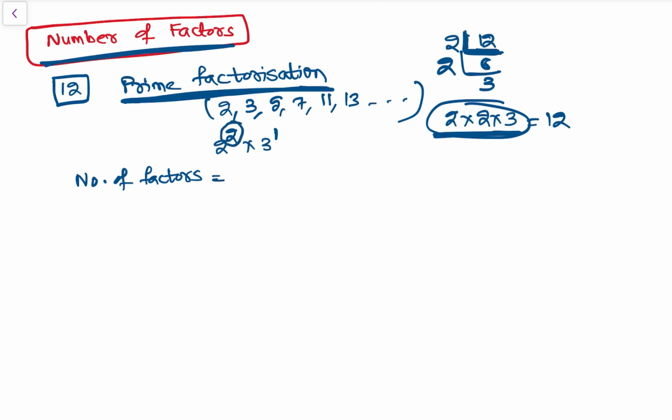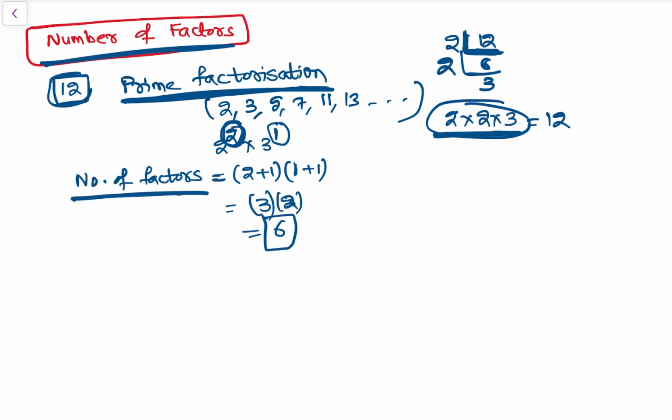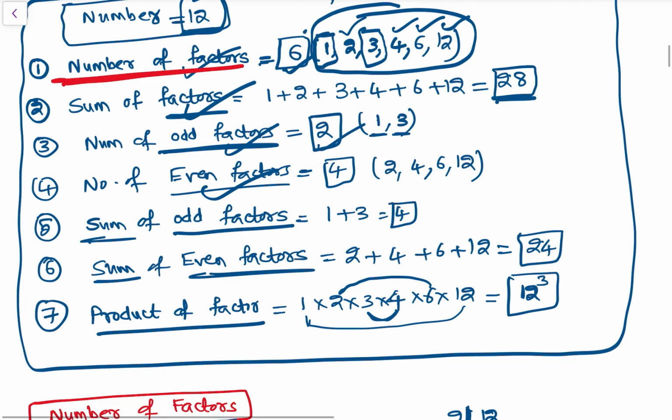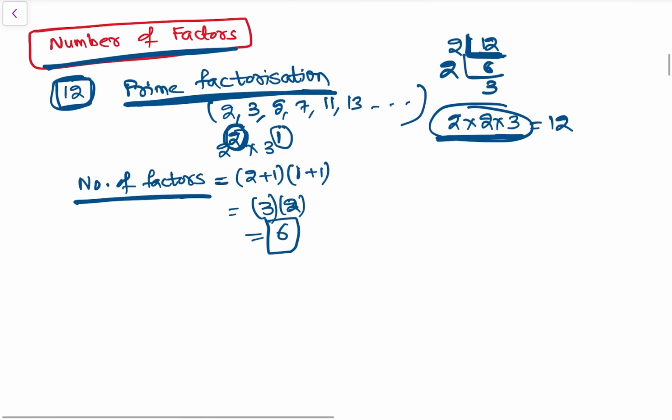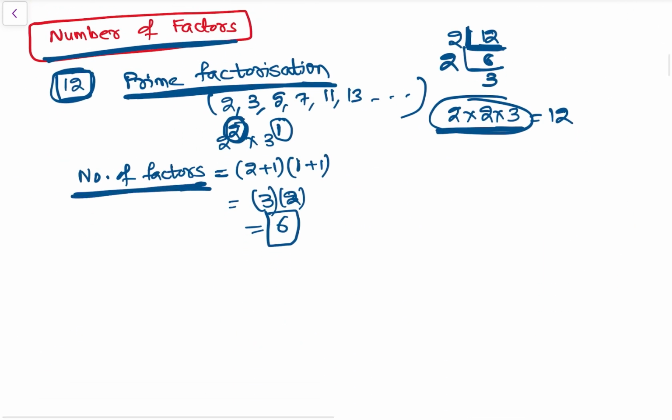The power is 2 to the power 2, that is 2 plus 1, into 1 plus 1, since 3 to the power 1 has power 1. So in these powers you will add 1 and you will multiply. So that is 3 into 2, that is 6. So there are 6 factors. Number of factors is 6. So for 12 we have seen the number of factors is 6. Any number given, we can use this method of prime factorization to get the number of factors.